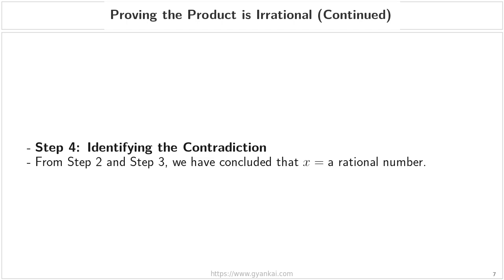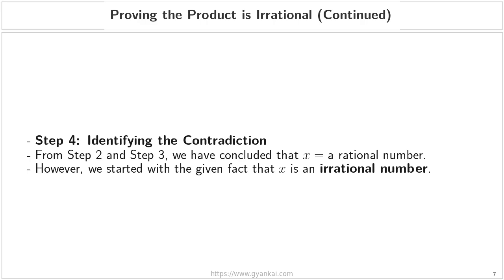Proving the product is irrational, continued. Now we reach step 4, which is the most crucial part of our proof, identifying the contradiction. Let's look at what we have gathered so far. From our work in step 2, where we isolated the variable, and step 3, where we analyzed the nature of the quotient, we have arrived at a conclusion that says x equals a rational number.